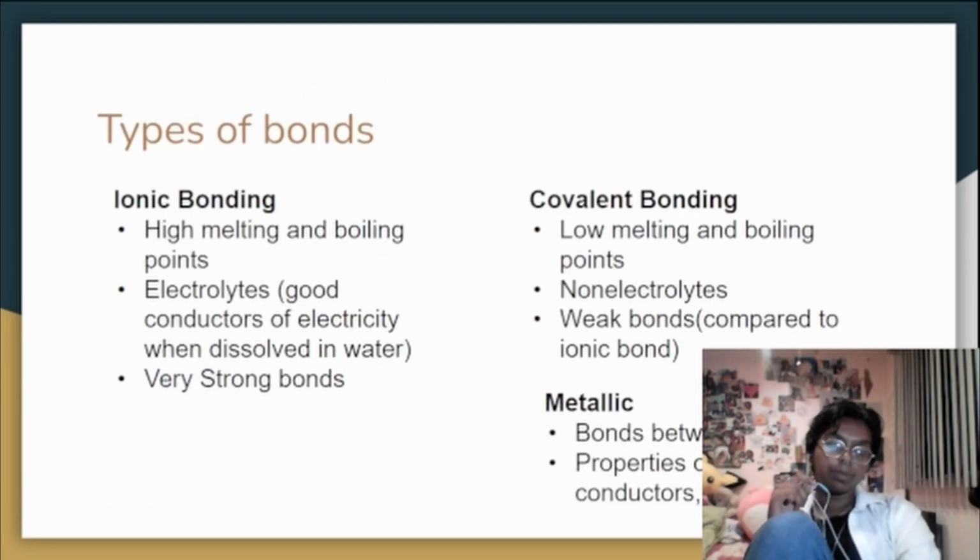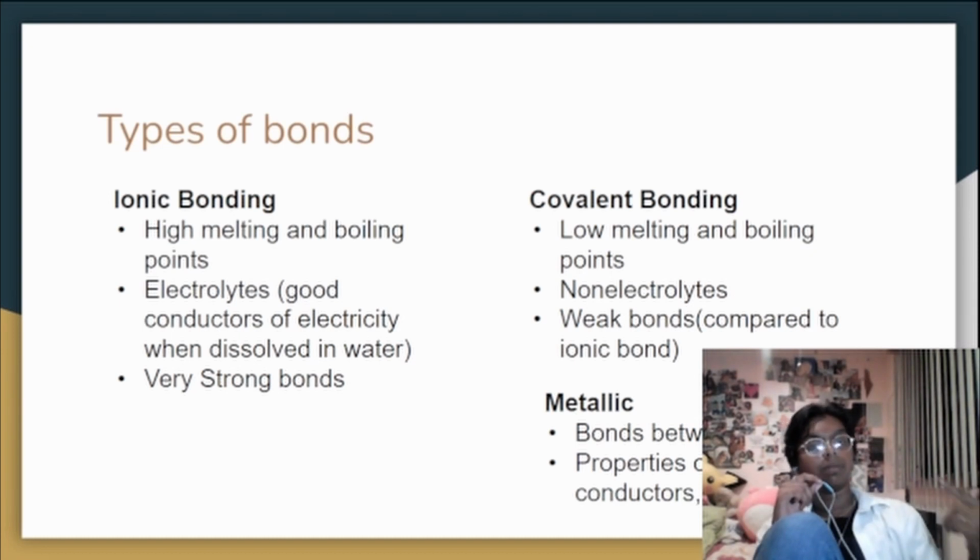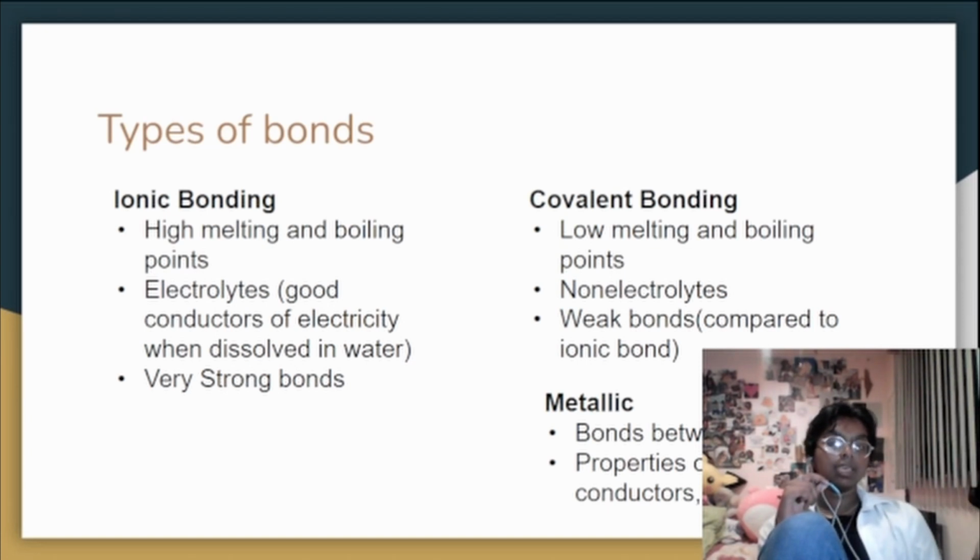Okay. Types of bonding. There are 3 types of bonding. You have ionic bonding, covalent bonding, and metallic bonding. And there are different characteristics between these. So ionic bonding forms when a metal and a non-metal bond, right? So what are the characteristics of ionic bonding? They have high melting and high boiling points. They're electrolytes, so they are very good conductors of electricity when you dissolve them in water, and they have very, very, very strong bonds.